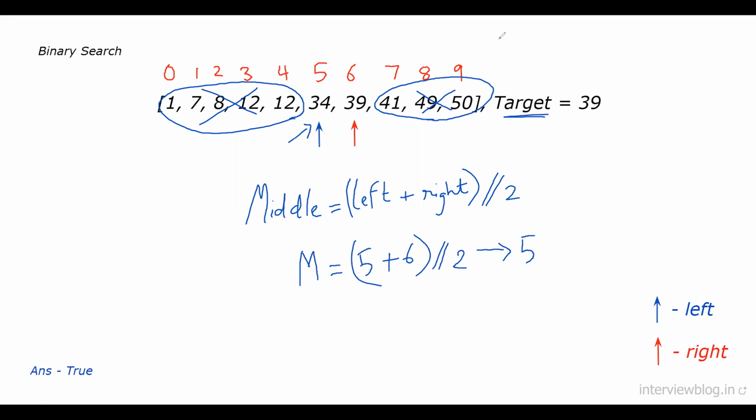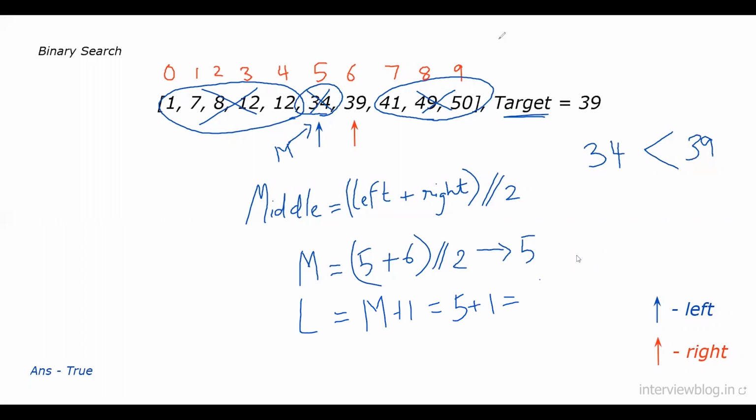So now our middle index will point to the element which is pointed by the left pointer. Now we will compare this 34 with our target value, which is 39. We can find that 34 is less than our target value, and hence we can eliminate this part of our input array. So how do we eliminate? We can eliminate by saying our left index is equal to middle index plus 1. That is, our left index is equal to 5 plus 1, which is 6.